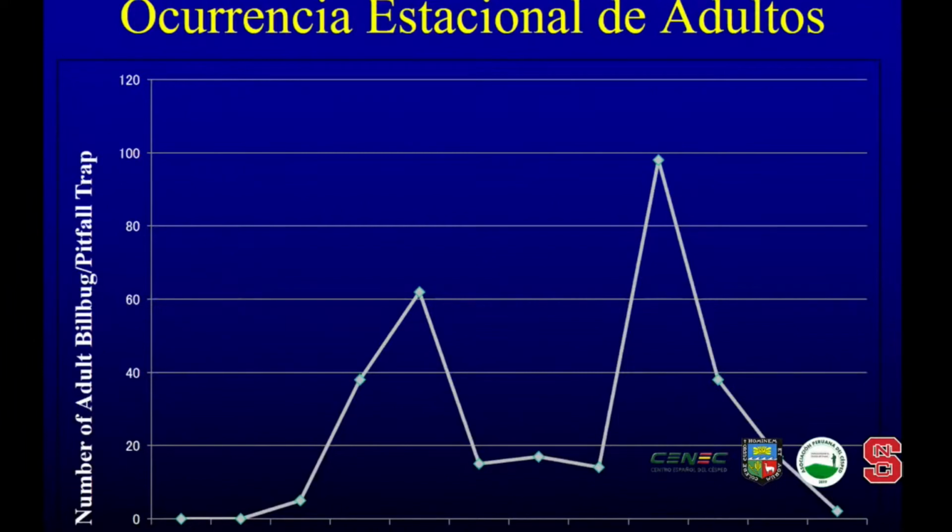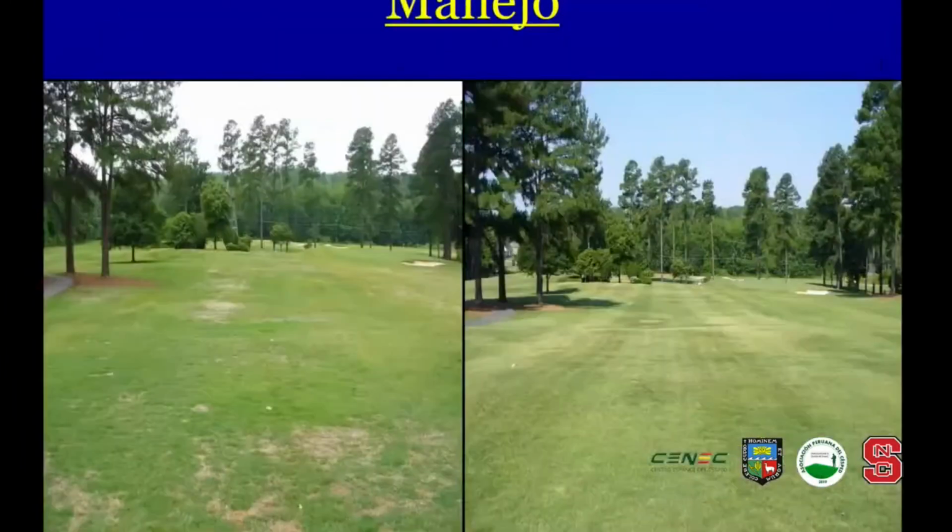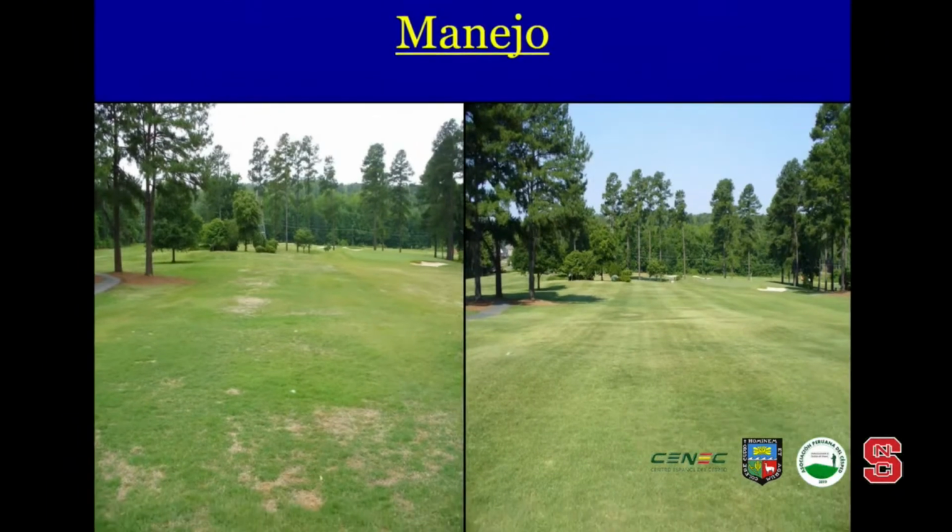In cool season turf, we just simply prevent the eggs from being laid, so then we don't have the larvae feeding on the base of the plant. And this is just an example where we had damage from it. You can see the irregular shaped patches. And when we went and controlled the adults the next year, in the picture on the right, you can see that it had a very significant impact on the turf quality.